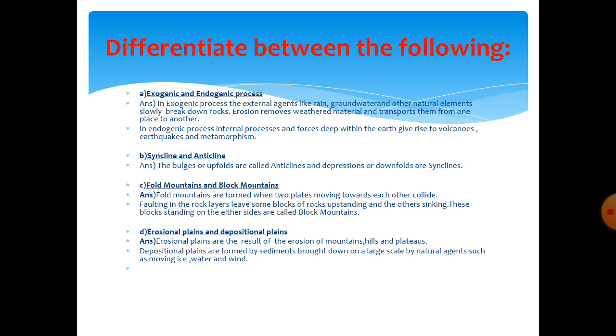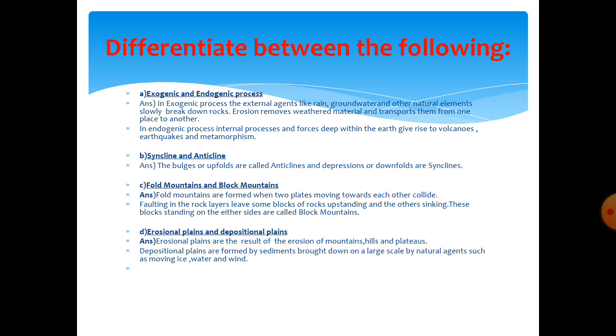The next one is the syncline and the anticline. The bulges or the upfolds are called the anticlines and the depressions or downfolds are called synclines. Children, as explained earlier, due to compression, when the tectonic plates hit each other, the land bulges upwards and then forms the mountains. Now these bulges or upfolds are called the anticlines, and the part of the land that moves downwards is called the synclines.